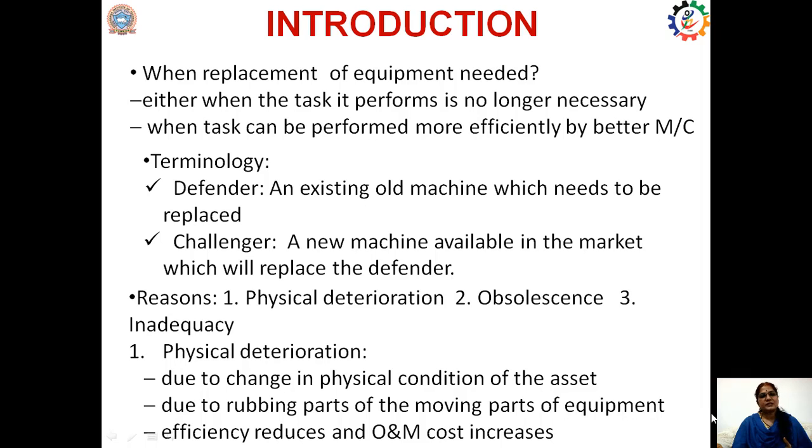Now let us see what the reasons for replacement are. There are three possibilities: physical deterioration, obsolescence, and inadequacy. Let us see them one by one. Physical deterioration. Whenever products are produced by an equipment, there is every possibility that parts rub against each other, because of which wear and tear takes place. This reduces the efficiency and increases the operation and maintenance cost.